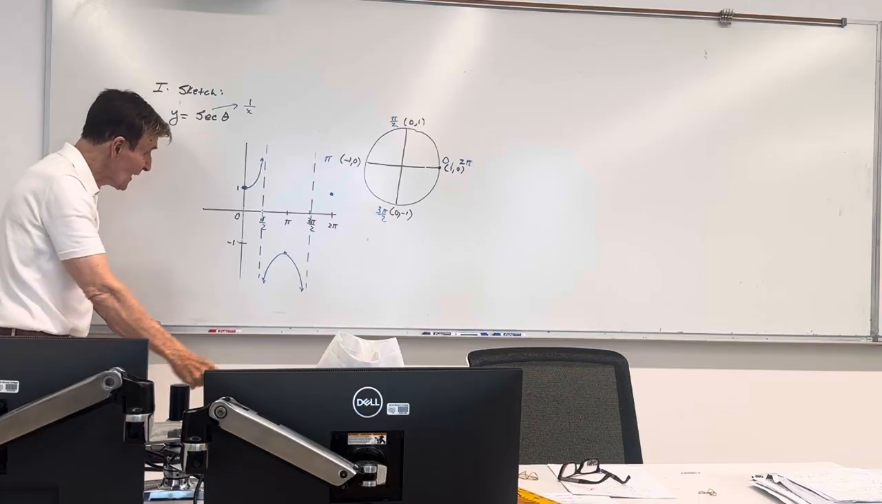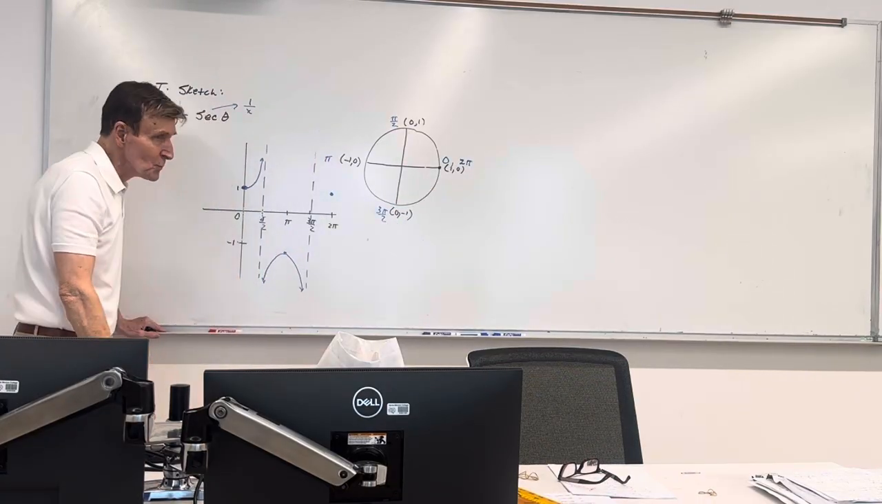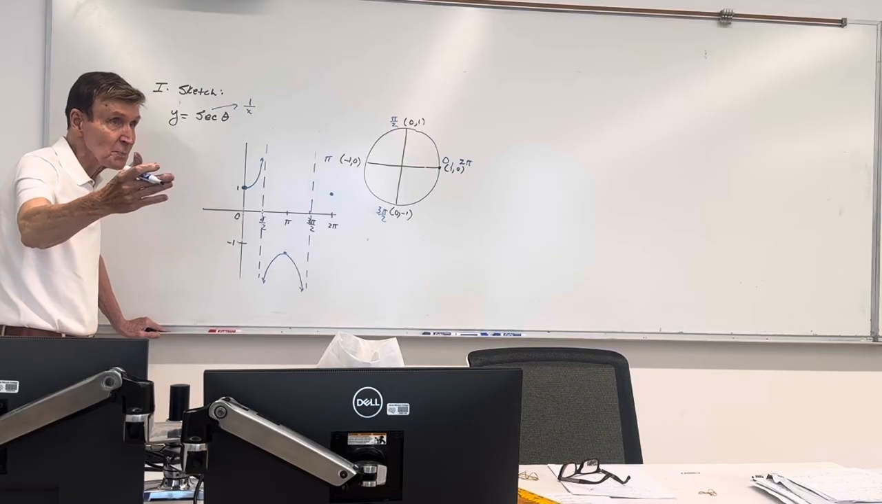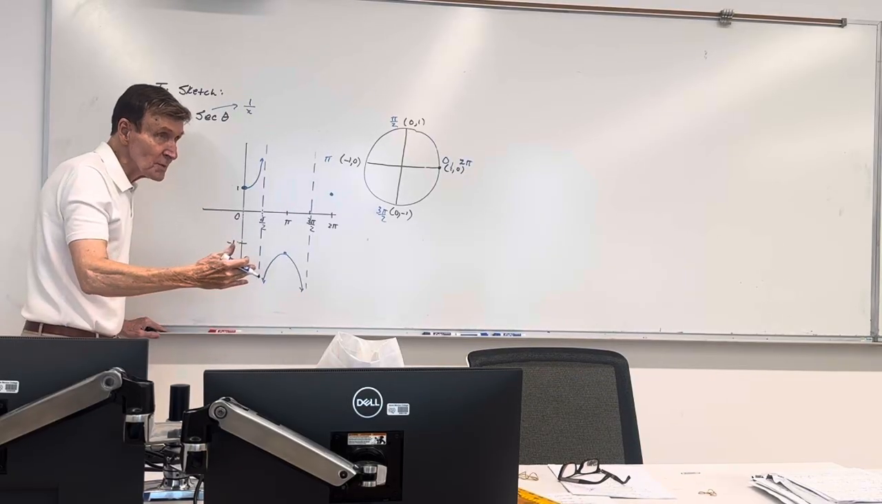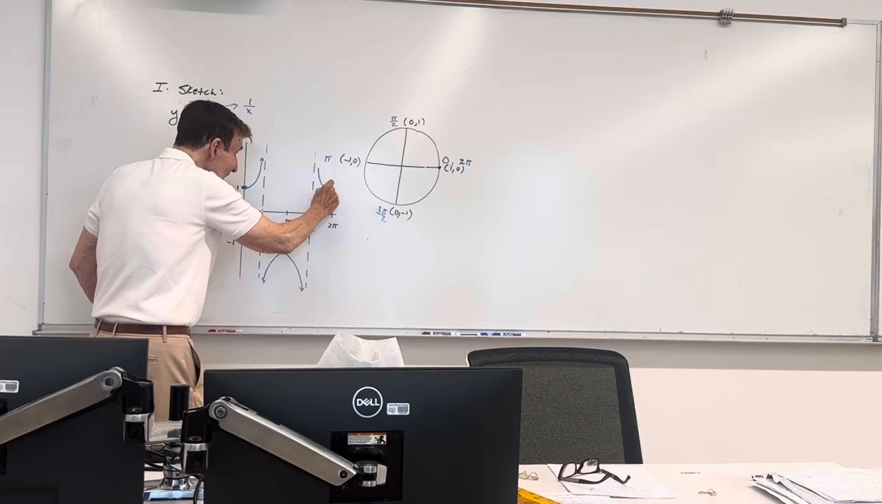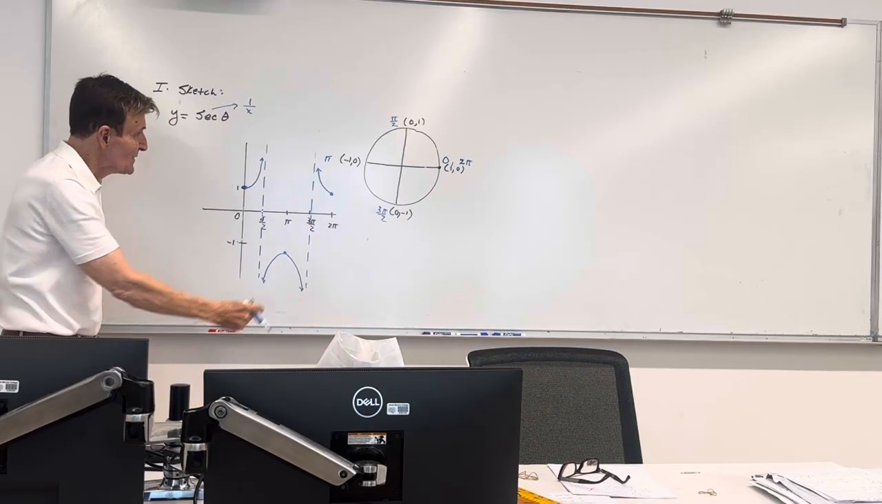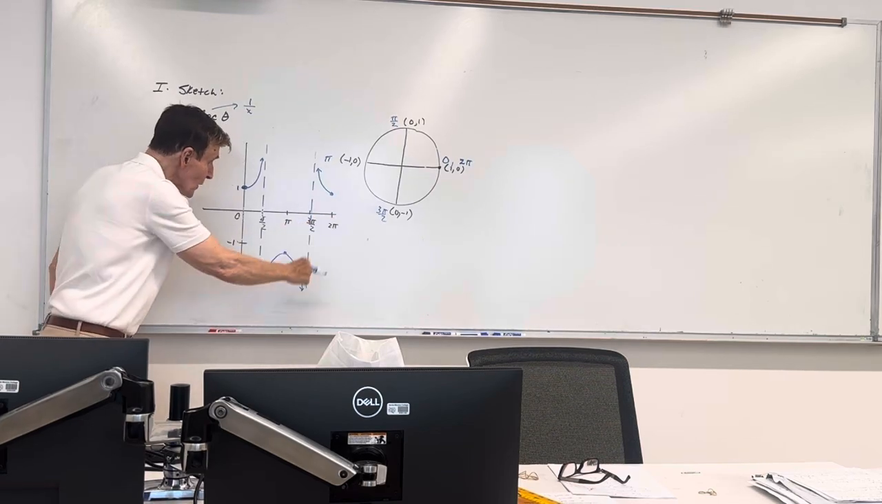Quadrant 4, I'm over here. Guys, I'm in here, quadrant 4. I place 1 over x. 1 over x, if I'm in quadrant 4, where x is positive, is that going to be a positive? So this piece should be above the x-axis in this little interval which represents quadrant 4. You guys agree?